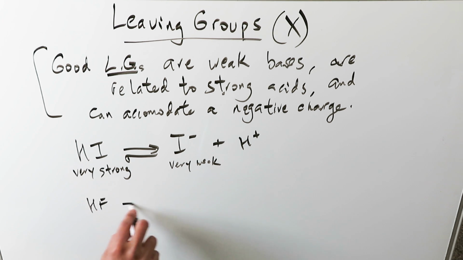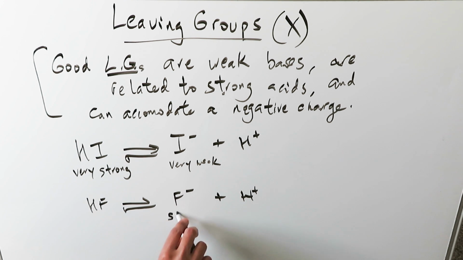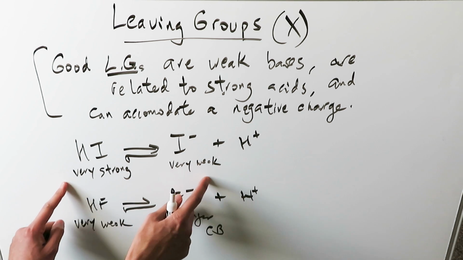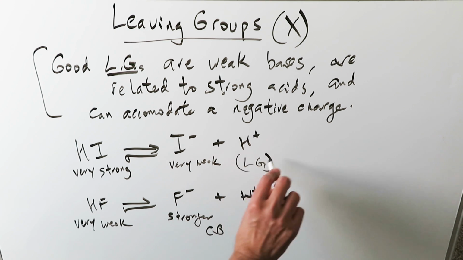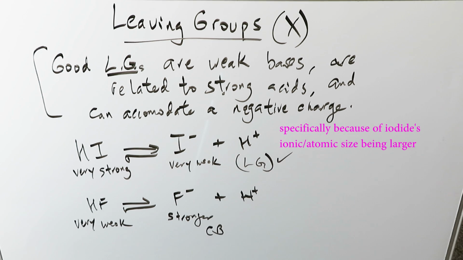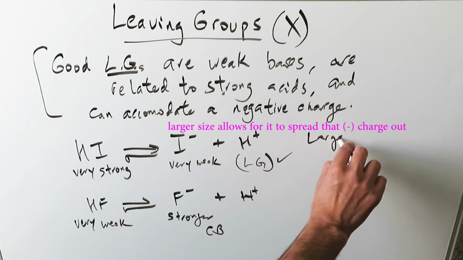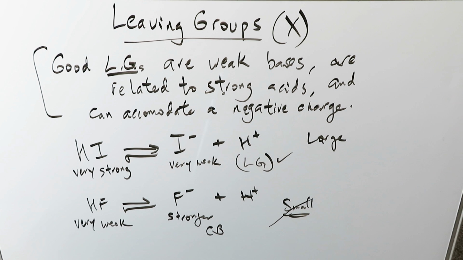Now look over here at hydrofluoric acid, and you're going to get your fluoride and then you'll have your H+. This right here is a stronger conjugate base, but this right here is a very weak acid. A weak acid has a strong conjugate base, a strong acid has a weak conjugate base, but a weak conjugate base serves as a better leaving group because it can accommodate a negative charge better. Why can iodide accommodate a negative charge better than fluoride? Because of its size. The atom is large. This right here is small and it's highly electronegative, and so it's not going to serve as a good leaving group whatsoever.